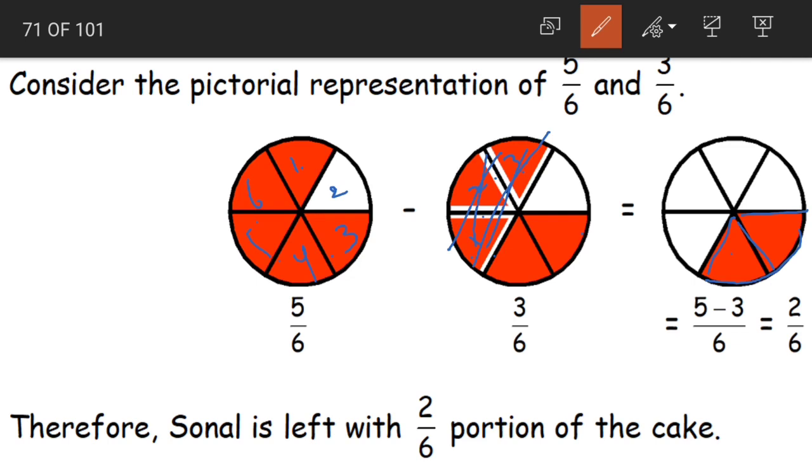2 portions out of what children? Out of 1, 2, 3, 4, 5 and 6. We are left with only 2 portions out of the total 6 portions. Therefore Sonal is left with 2 by 6 portion of the cake. 2 is the number of pieces she has. 6 is the number of portions the cake was divided into.